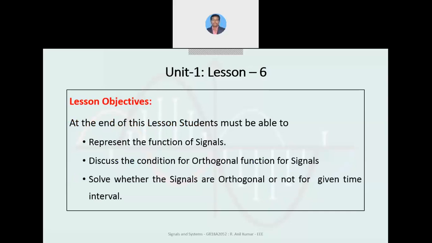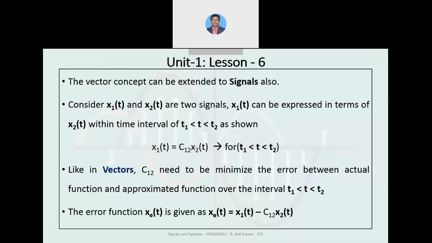From this lesson, students will be able to represent the function of signals, state the condition for orthogonality of signals, and solve whether the signals are orthogonal or not for a given time interval.